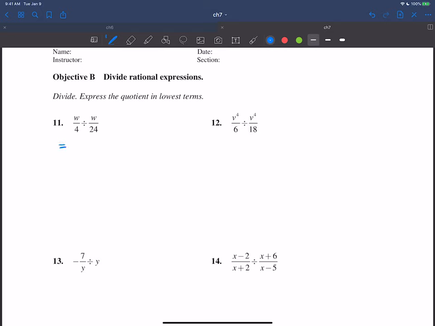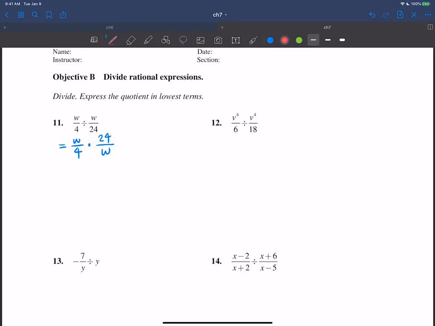Number 11, w over 4 divided by w over 24. So we're going to keep the first fraction, w over 4, change the operation from division to multiplication, put a little dot, and then flip the second fraction upside down, we have 24 over w. And then, this is just multiplication of rational expressions, which we just talked about.